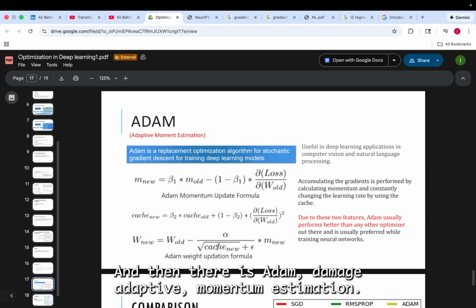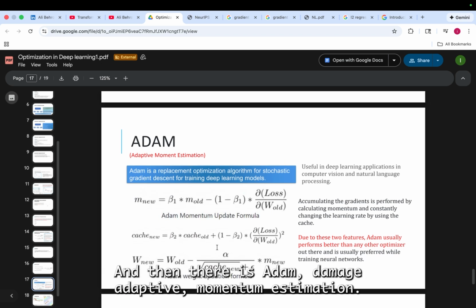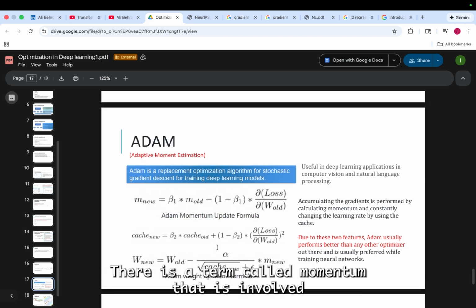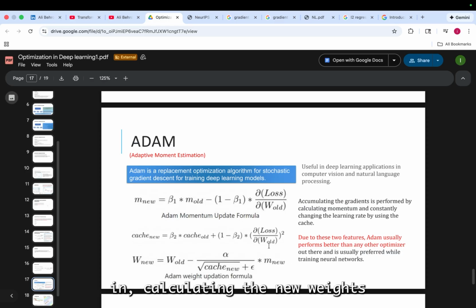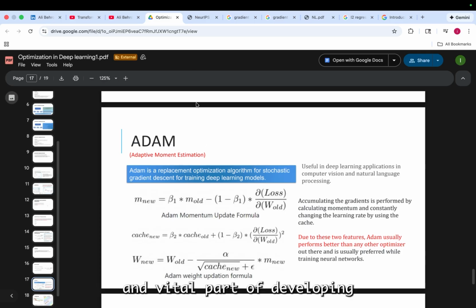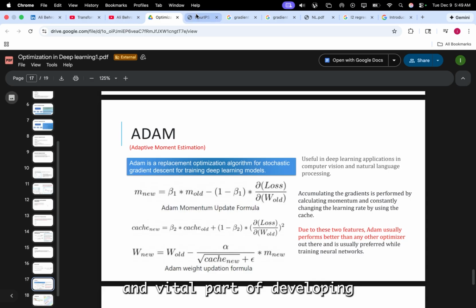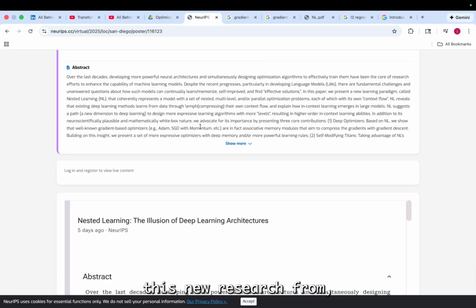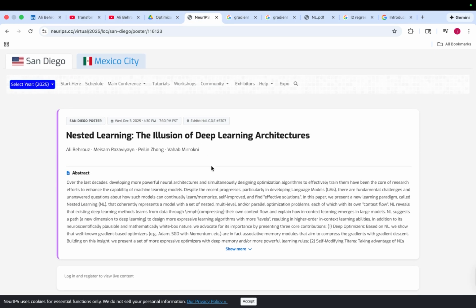And then there is ADAM. ADAM is adaptive momentum estimation. There is a term called momentum that is involved in calculating the new weights, and this momentum term is mostly the key and vital part of developing this new research from the Google research team.